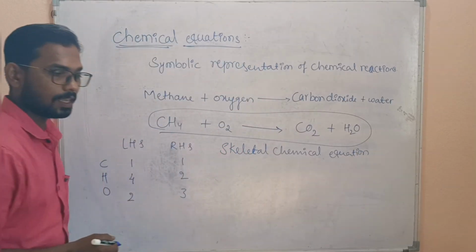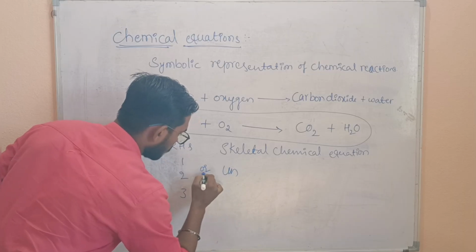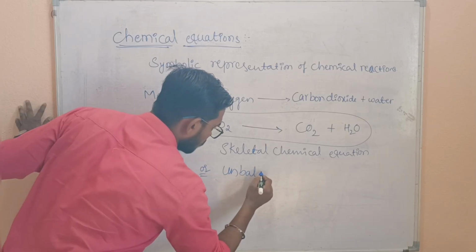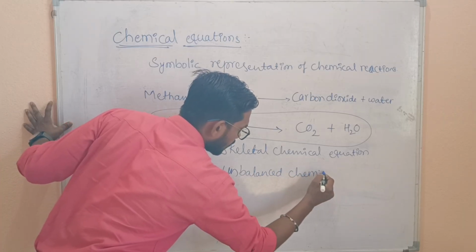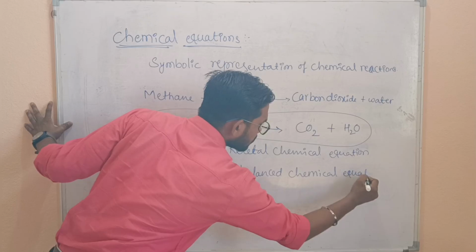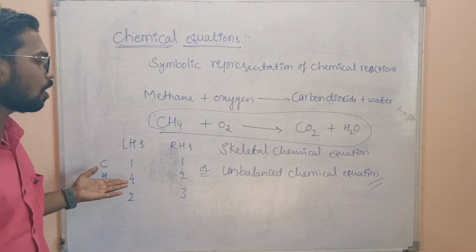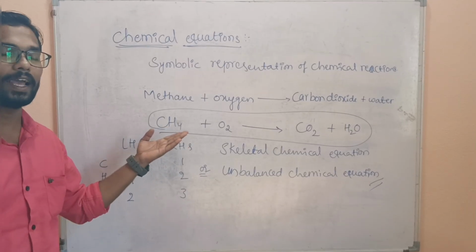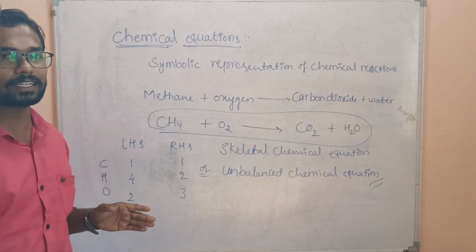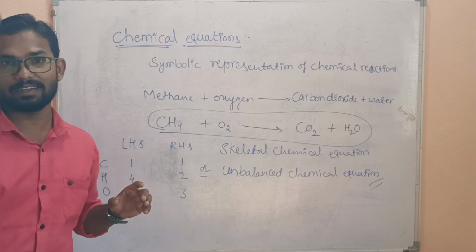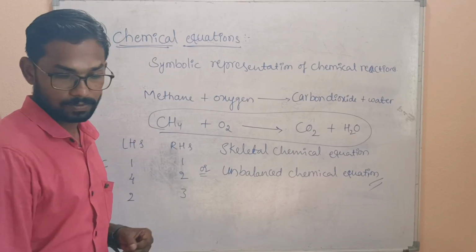Skeletal chemical equation, or we can say it as an unbalanced chemical equation. Why are we saying unbalanced? Already you know that they are not the same on both the LHS and RHS sides. We are going to balance this reaction by using the balancing method. We'll study about that balancing of chemical equations now.